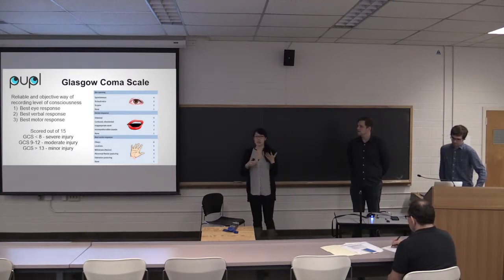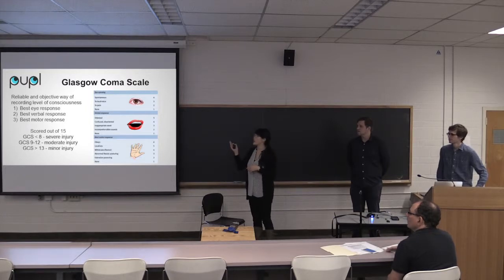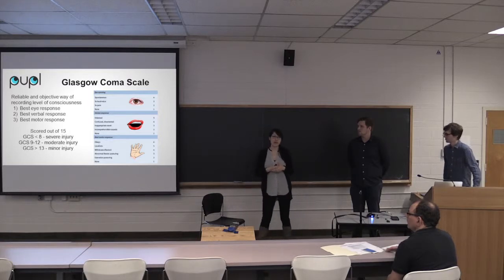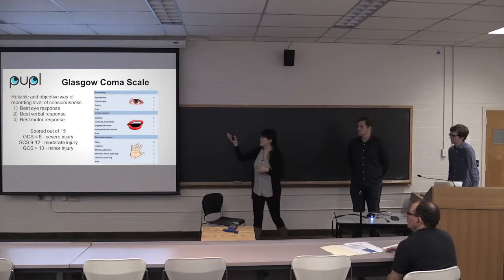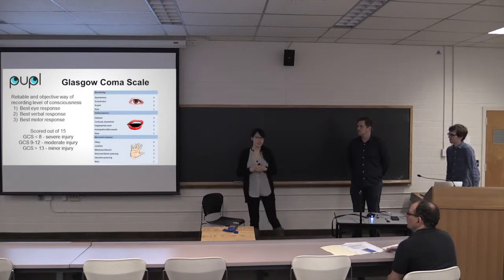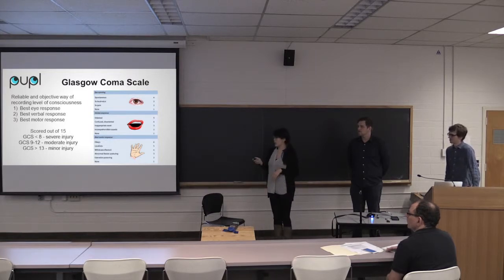So focusing a little bit more on what the Glasgow Coma Scale is, or GCS as we call it, it is the most objective way of recording a patient's level of consciousness. Through a series of questions and observations, you can figure out the patient's best eye, verbal, and motor response. And it's scored out of 15. Based on the score that you get, you can assess the level of injury. So something like a GCS less than 8 would be severe.